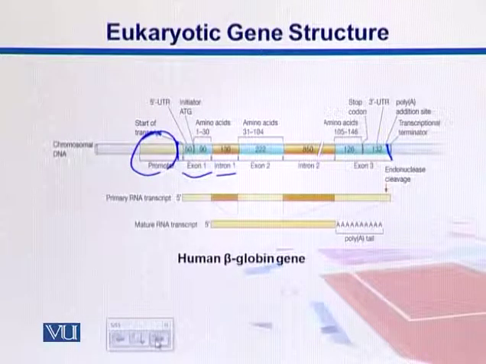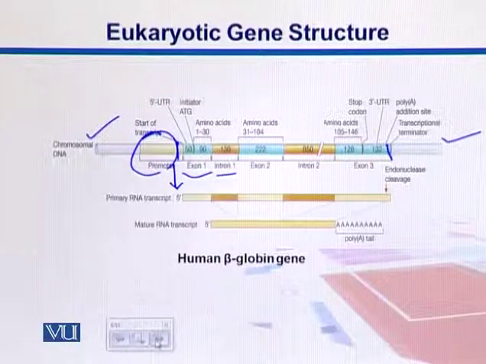There is a 5' UTR region. This end of the gene is the 5' end, and this is the 3' end. So towards the 5' end we have a 5' UTR. UTR stands for untranslated region. So this region is transcribed into messenger RNA, but no protein comes from here. The same way, towards the 3' end we also have a 3' UTR.